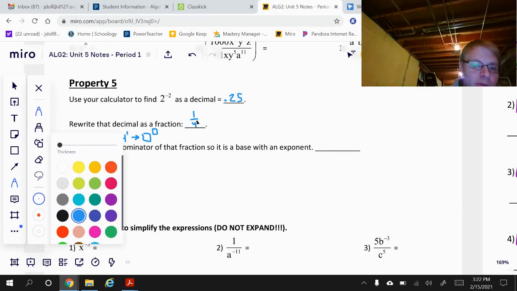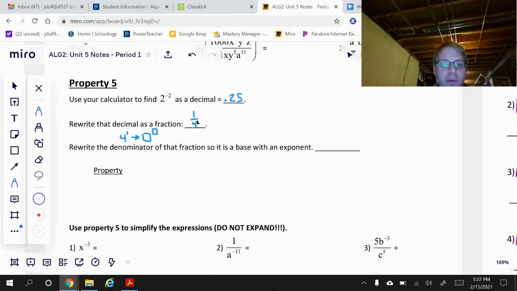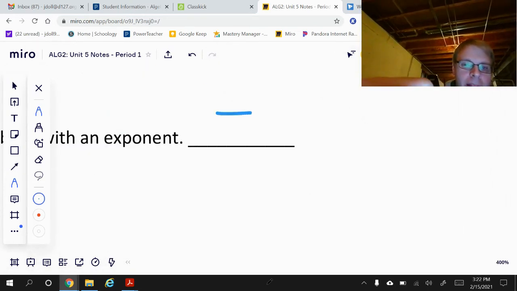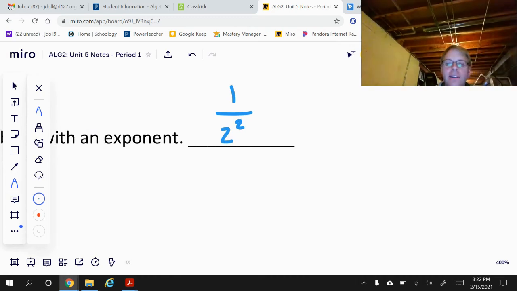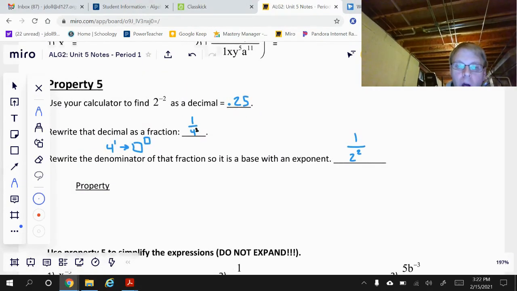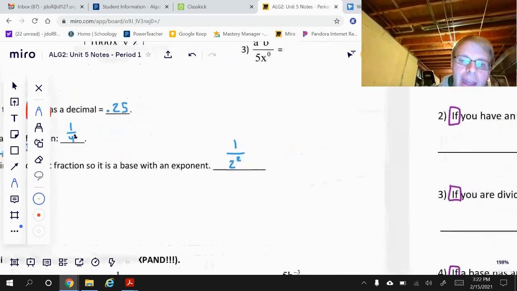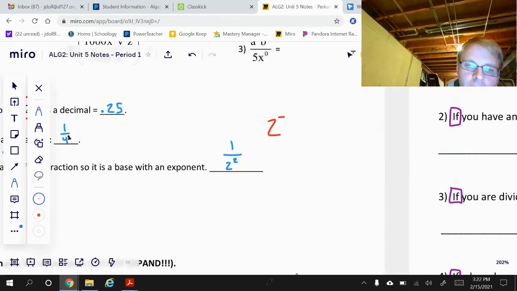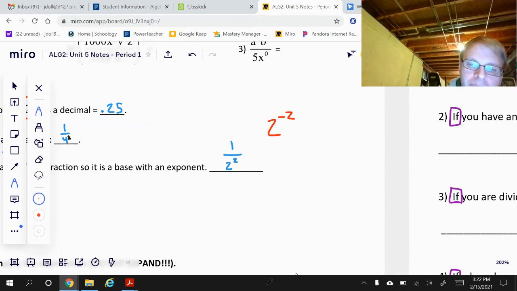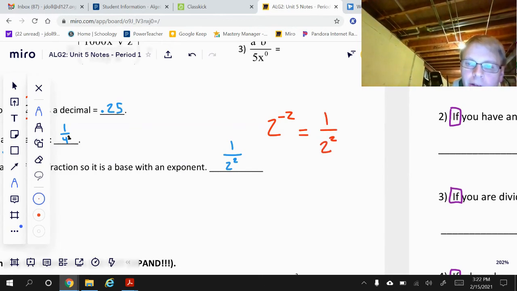So if you remember your exponents from back in the day, you probably remember that 4 to the first is what you get when you square 2. So notice 1/2 squared is the same thing as 1/4 to the first. So let's take what we started with and what we ended with and put them together. We had 2 to the negative second power, and that ended up being equal to 1/2 squared.